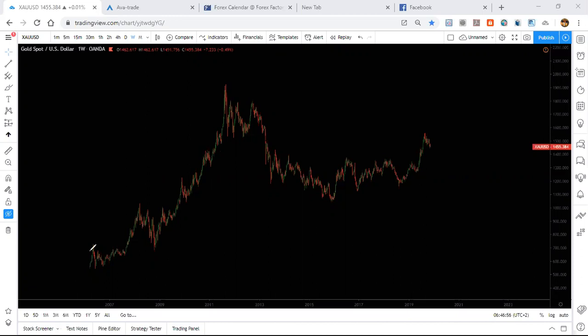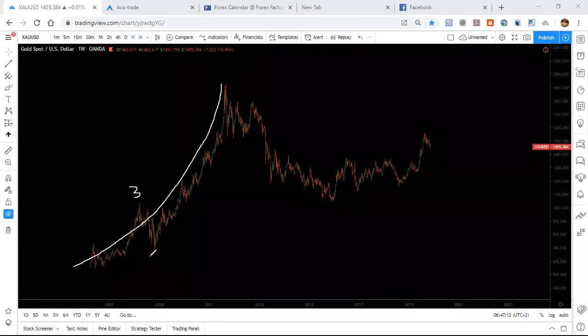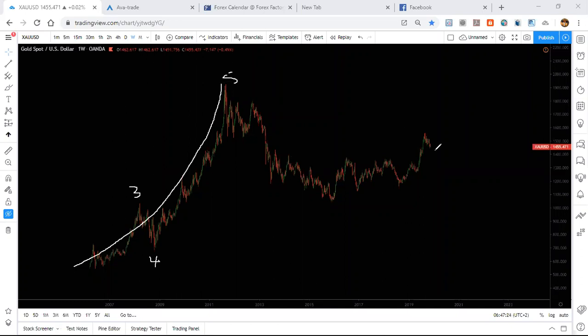Looking at this chart, guys, you'll see that the price of gold was rallying since back then. With the data that I have in front of me, I have wave 3, wave 4, then wave 5. Remember, there is a sequence that should be followed on the Elliott: after every 5 wave structure, there will be a corrective structure.